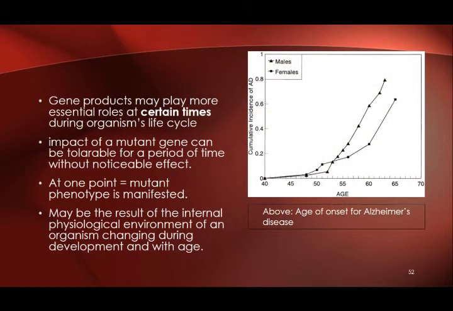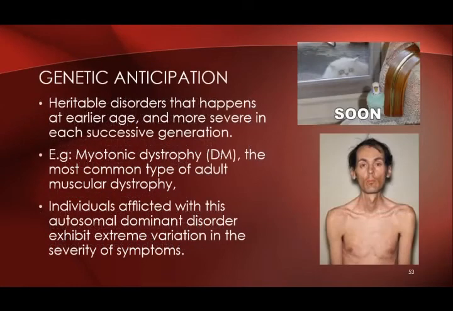So gene products may play more essential roles during a certain time in an organism's life cycle. The impact of a mutant gene can be tolerable for a period of time without noticeable effect, but at one point the mutant phenotype is manifested. It may be the result of the internal physiological environment of an organism changing during development and with age.